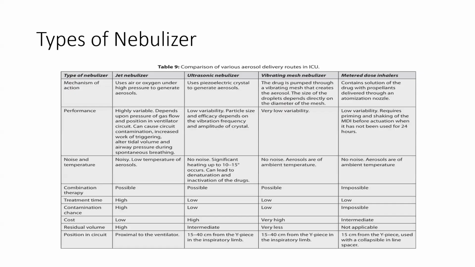Now about types of nebulizers. There are four types of nebulizer: jet nebulizer, ultrasonic nebulizer, vibrating mesh nebulizer, and metered dose nebulizer. Jet nebulizer uses air or oxygen under pressure to generate aerosol. Ultrasonic nebulizer uses a piezoelectric crystal to generate aerosols. In the vibrating mesh nebulizer, the drug is pumped through a vibrating mesh that creates the aerosol. The size of the droplet depends directly on the diameter of the mesh. Metered dose nebulizer contains a solution of the drug with propellant delivered through atomization at the nozzles.